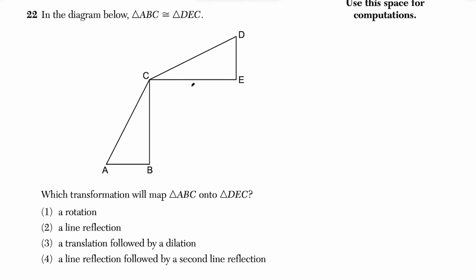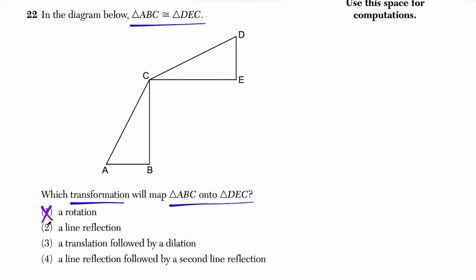Question 22, we have in the diagram below, triangle ABC is congruent to triangle DEC. And we want to know which transformation will map triangle ABC onto triangle DEC. So looking at choice 1, I could see that a rotation is not going to work because if we rotate triangle ABC, and let's say we rotate it about point C, when we rotate it this way, notice that angle B, the right angle over here, is going to map in this direction here like this. It's not going to be facing the direction that we need it to, so that it lines exactly on top of triangle DEC. So that's how I know choice 1 is out.